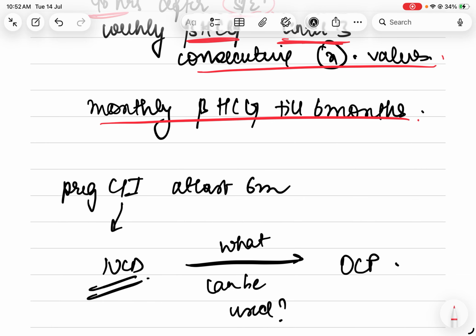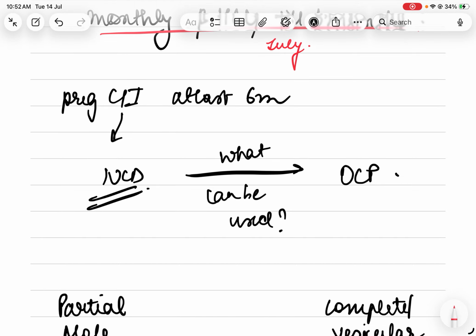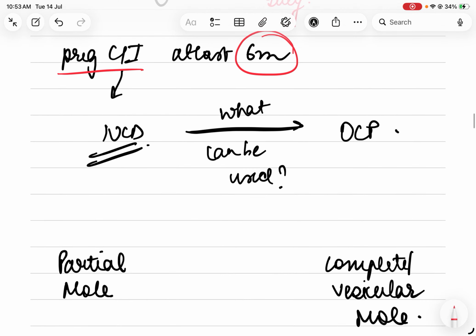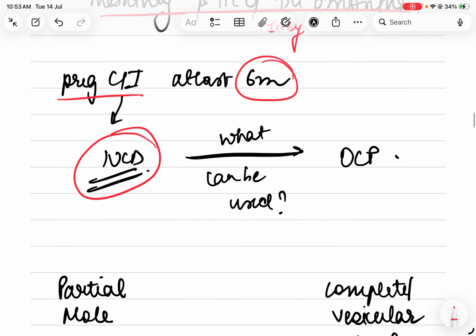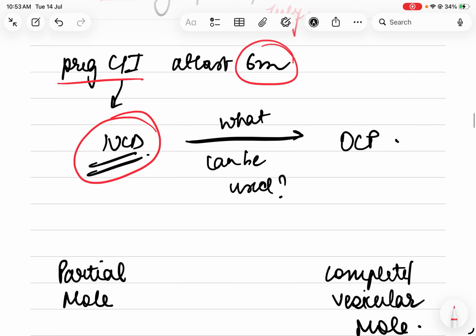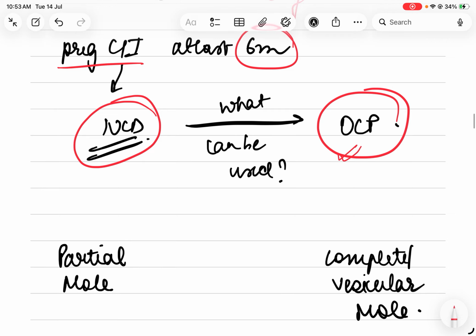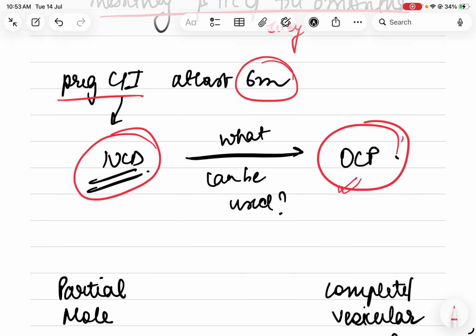For example, in July, Sumita's hysterectomy is done. Now, every month, July, August, September, October, November, December, beta HCG will be done. So she has to come for beta HCG. Pregnancy is contraindicated for at least 6 months. Pregnancy is contraindicated, and IUCDs are also contraindicated, but OCPs can be used, right? If the patient doesn't want to conceive, you are going to recommend follow-up, plus for contraception you can recommend OCPs.